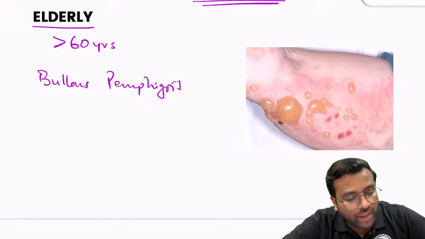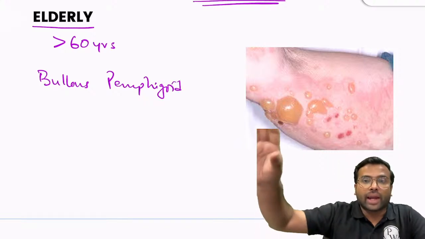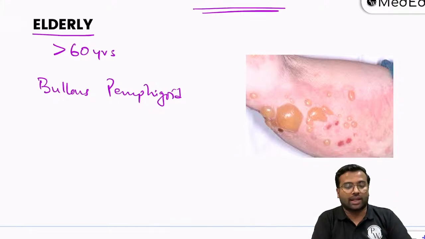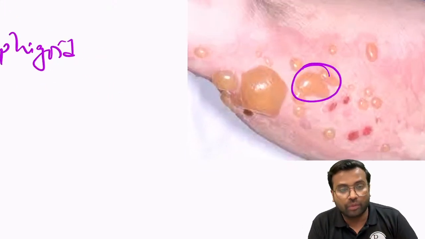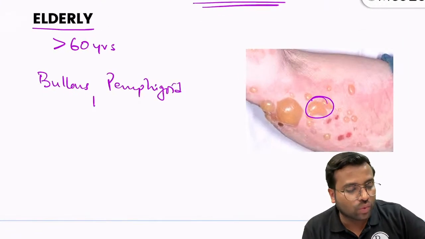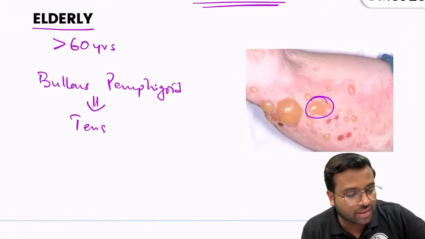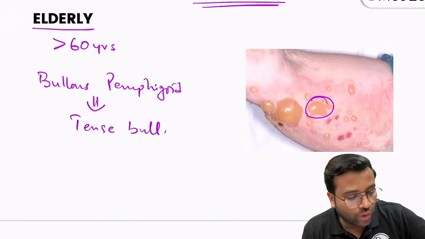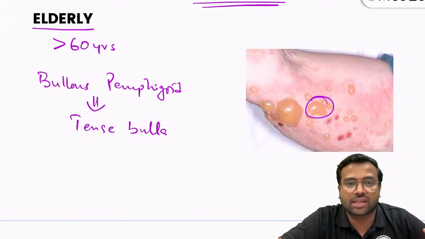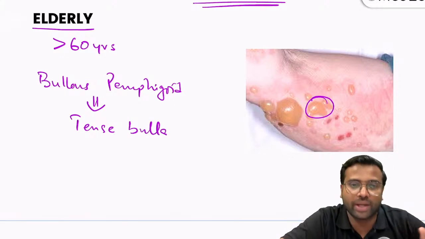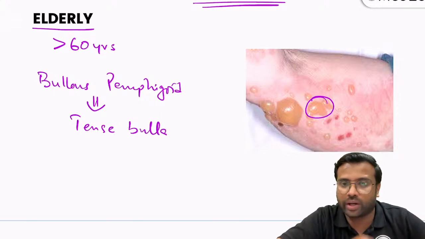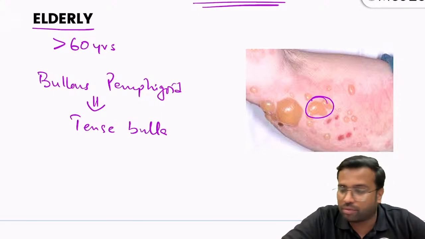Because in the OPD, the moment we find an elderly patient who is coming to you with tense bulla over the trunk, these are bulla which may not break very easily. In all those cases, what we find is a tense bulla which is not likely to break so easily. In such cases, the spot diagnosis, or what you can immediately reach, is bullous pemphigoid.